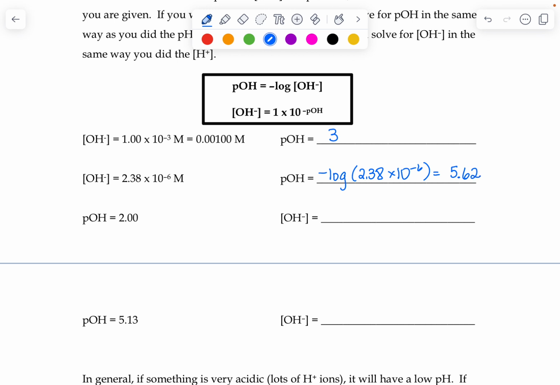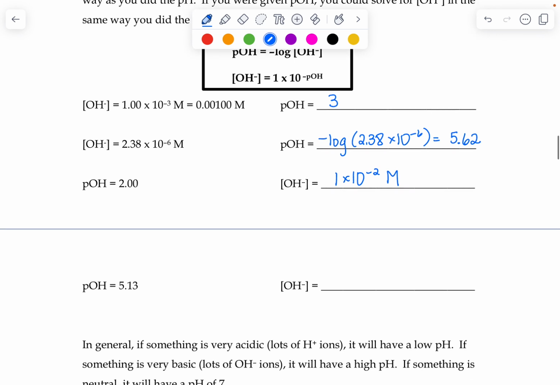If your pOH is a whole number, like 2, it's telling you the power of your hydroxide is -2, so 1 times 10 to the negative 2. If you have a decimal as a pOH, it's still the same thing, 1 times 10 to the negative 5.13. We just need our calculator's help turning that into a properly written number.